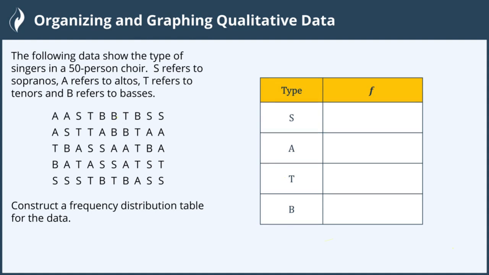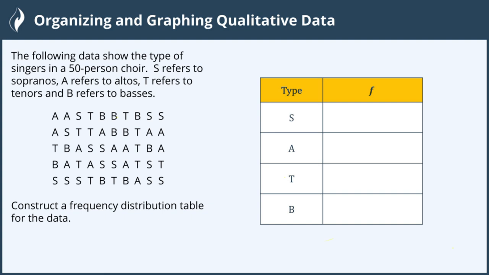The following data show the type of singers in a 50-person choir. S refers to sopranos, A refers to altos, T refers to tenors, and B refers to basses. So in order to create this frequency distribution table, we're going to count the number of each type.